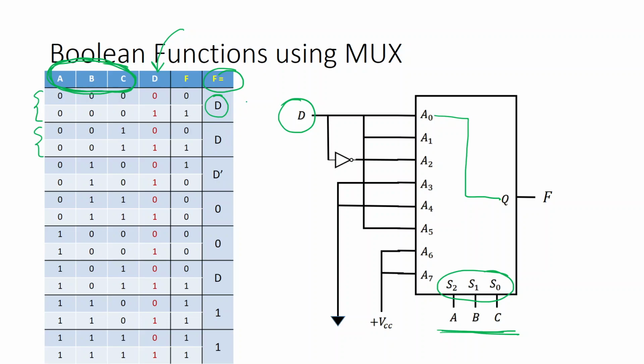So this entire thing is the line 0, 1, 2, 3, 4, 5, 6, 7. So D will be connected to input data line A0, A1 and A5. Then D dashed is connected to A2 only. Then ground is connected to 3 and 4. Then 6, 7 is connected to high. So this is how you are going to do the connections.